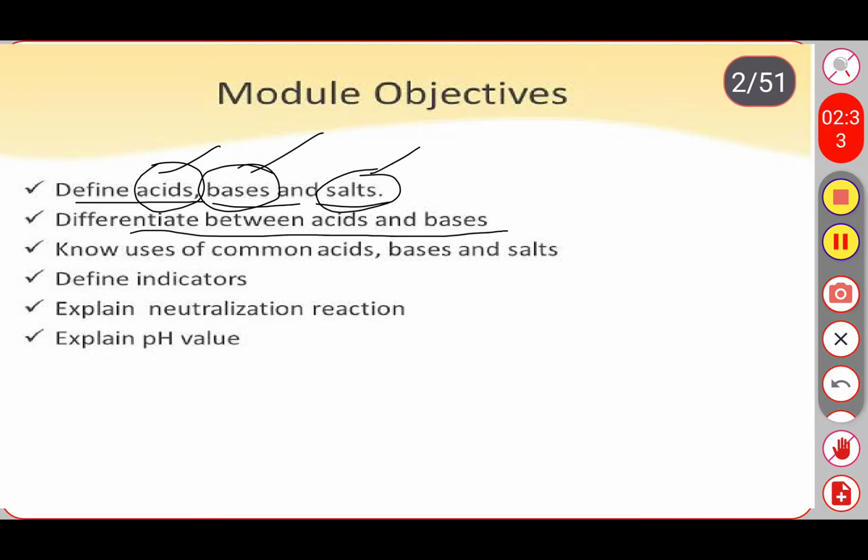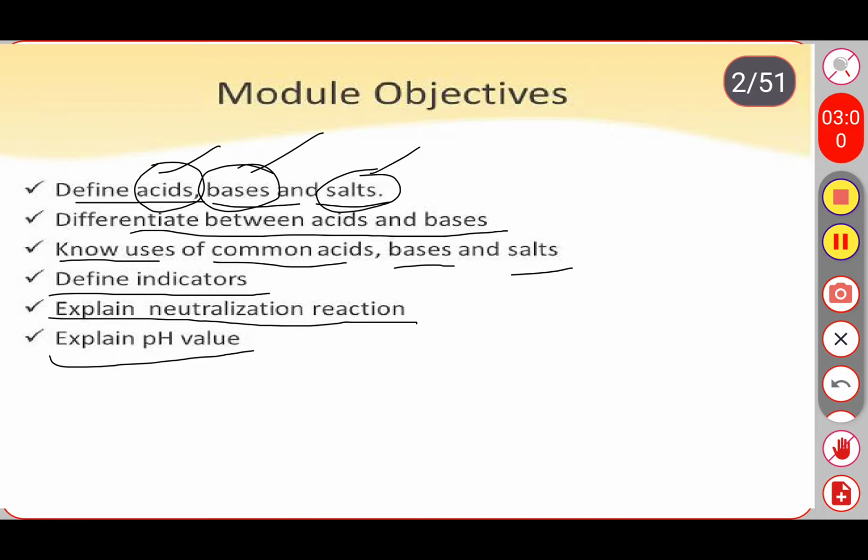Next one, know the uses of common acids, bases and salts. The next concept is to define indicators: what indicators are and what type of indicators we are going to use to identify acids and bases, and some of the properties of acids, bases and salts. Next, what do you mean by the neutralization reaction? And the last concept of the chapter is the pH value. You need to understand the concept of pH and where we are going to use it.